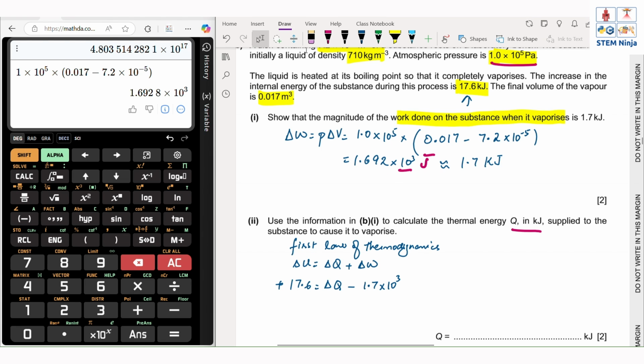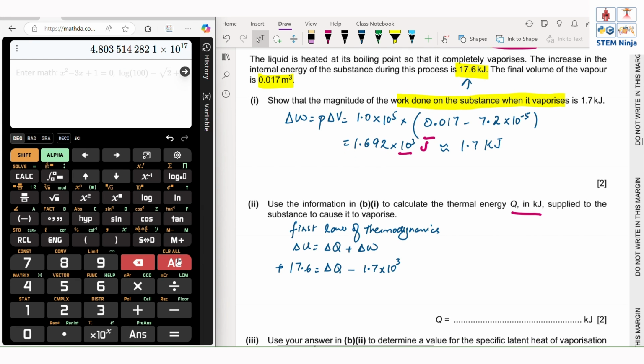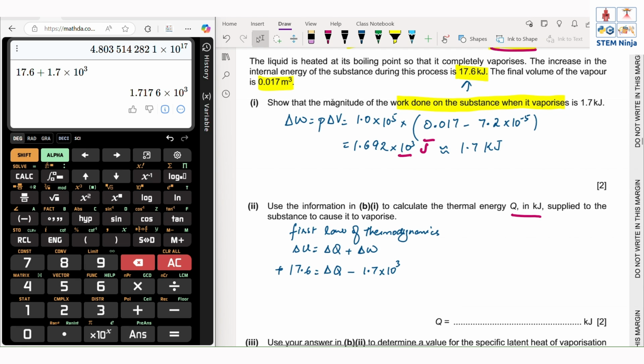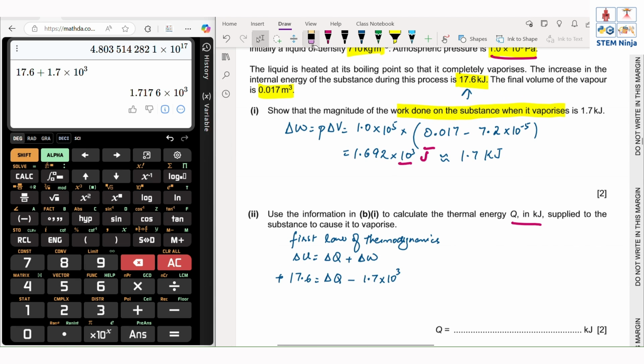Or we can do 6928 also. Actually, it's absolutely the same thing. Sorry, my bad, again I forgot. 17.6 plus 1.7 times 10 raised to power 3. Wait, sorry, this 17.6 is also in kilojoules, so 17.6 times 10 raised to power 3. So that is also in this.